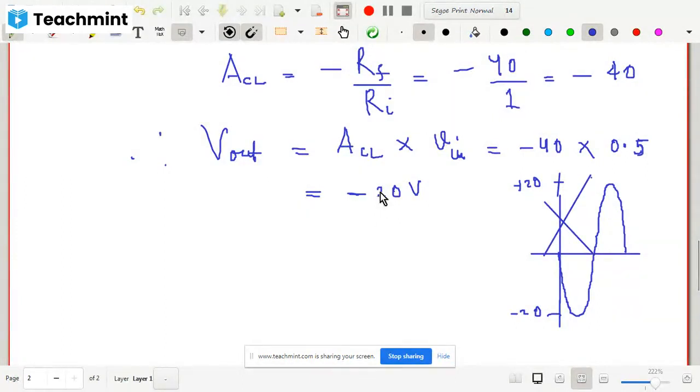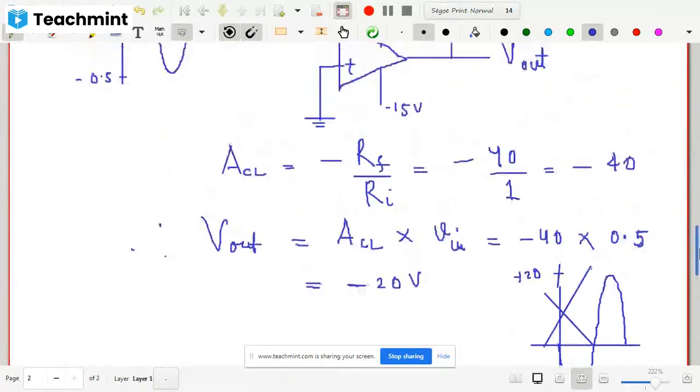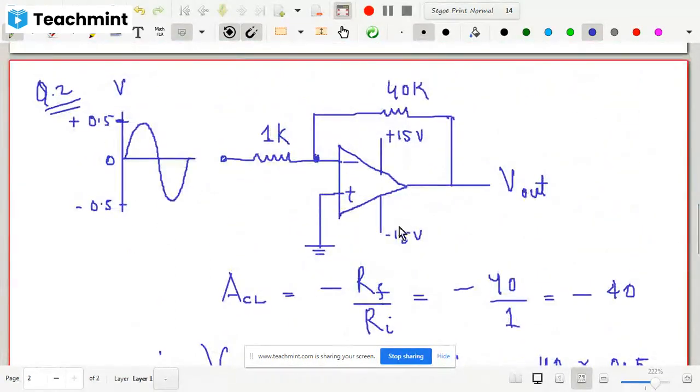Why? Because you got the output voltage to be 20 volt, but you see what the saturation voltages are here. The saturation voltage is plus 15. That means up to how much maximum value can the output go? The output can go up to a maximum value of plus V saturation, plus minus 2 volt.